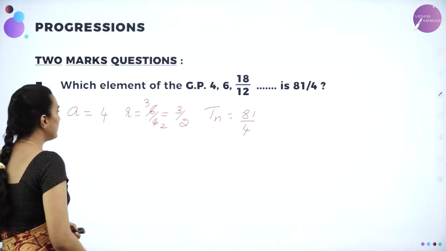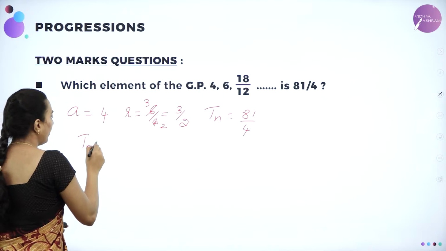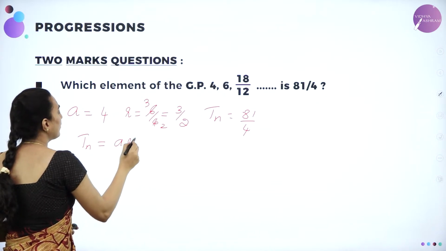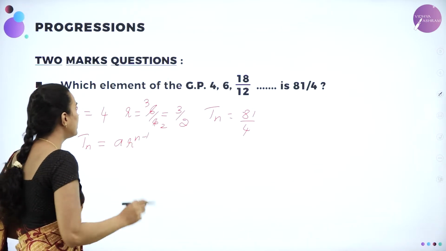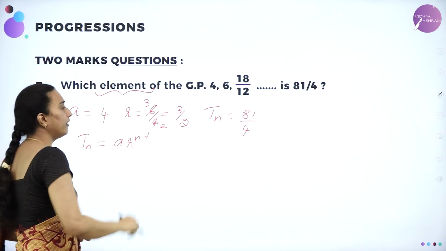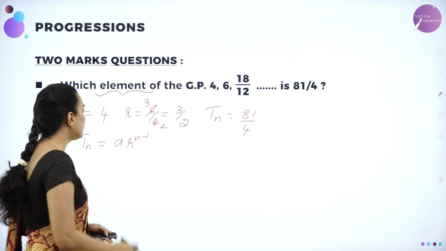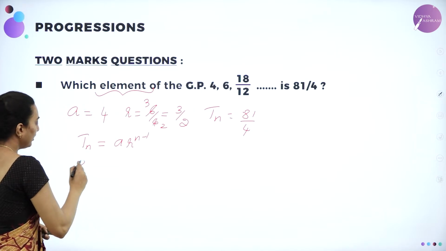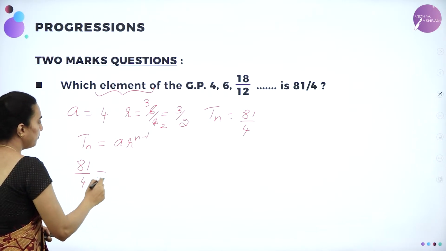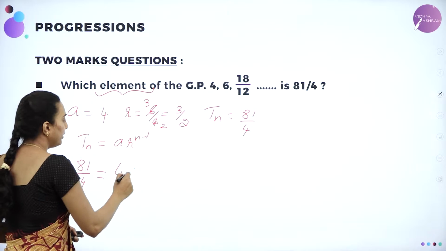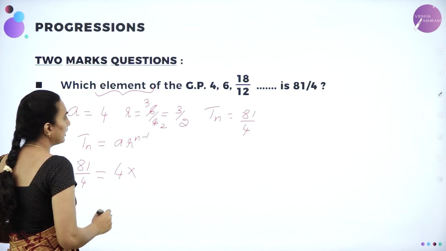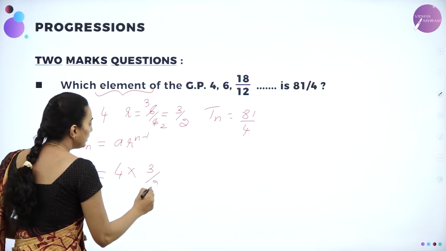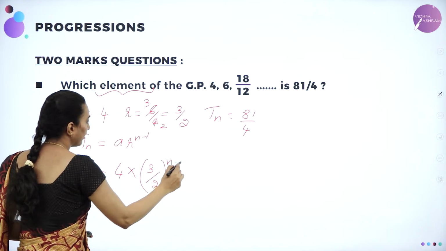Therefore, now you can use the formula Tn = ar^(n-1), because they have asked in which element. Element means you need to find out the n. So you are substituting the value 81/4 = 4 × (3/2)^(n-1), where r is nothing but 3/2, and a is 4.